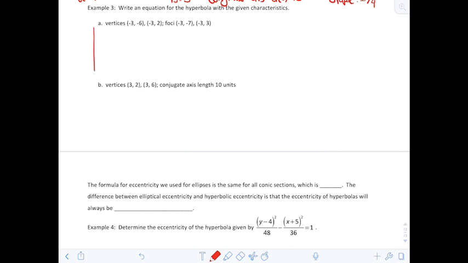So we're going to sketch what we have. The vertices are (-3, -6). So 3 to the left and down 6 is a vertex. 3 to the left and up 2 is a vertex. So I know my hyperbola is vertical.